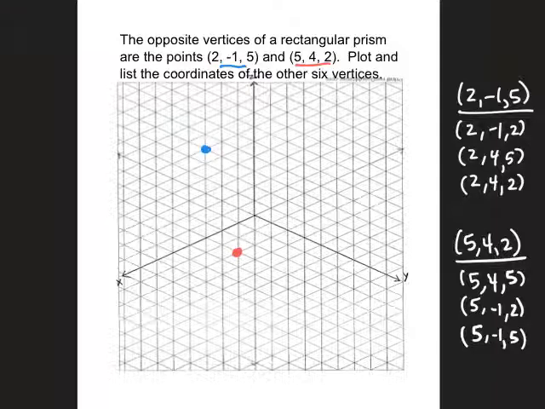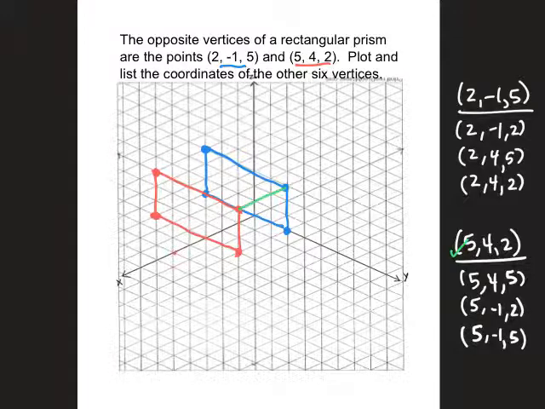You can pause it here. All right, so the first 4 I plotted in blue, and you will see that it'll end up being the back of our box. Pause it again. Now you can see I plotted these points here, and we got the front of our box. Now it's easy to just finish the rectangular prism.